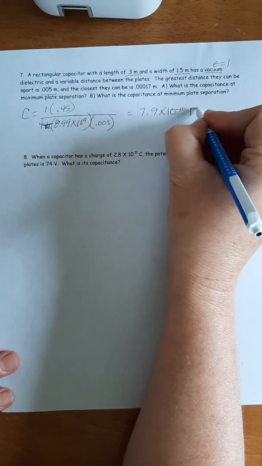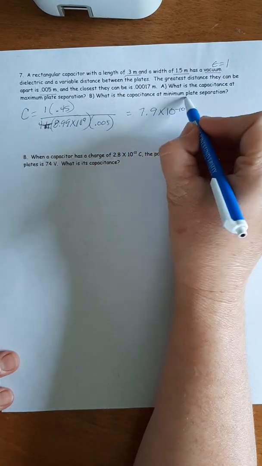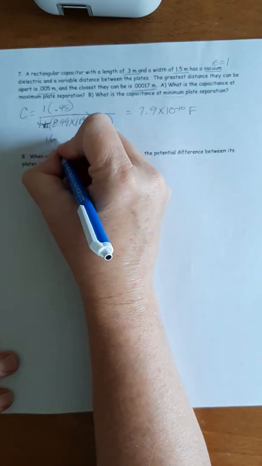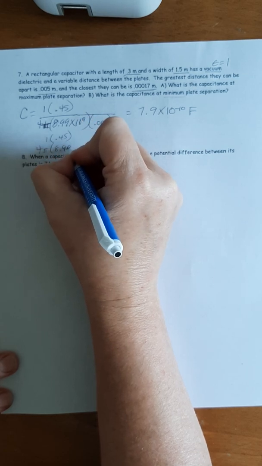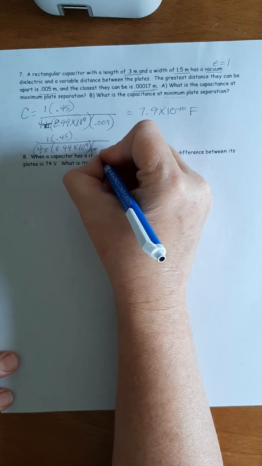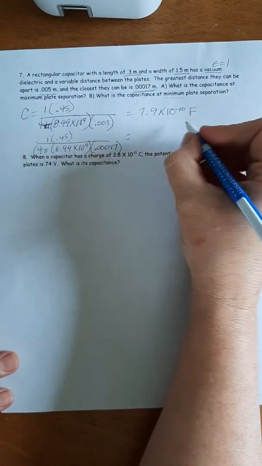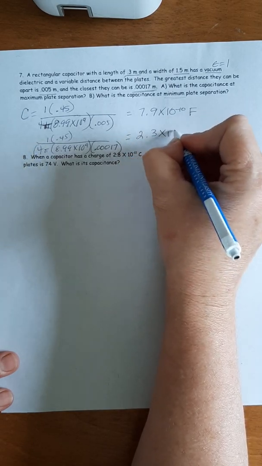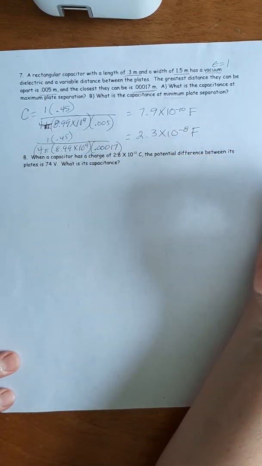So you're going to plug in the formula, work your magic, and you should get about 7.9 times 10 to the negative 10 farads. Well, B, they wanted minimum separation. So that's going to be the exact same formula, literally, except the distance apart, 0.00017 meters. Work it all out. You should get 2.3 times 10 negative 8 farads.